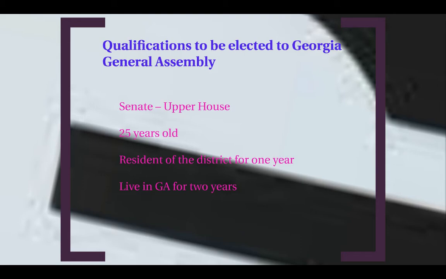Next one, qualifications to be elected to the Georgia General Assembly, and we're going to talk about the Senate. The Senate is often called the upper house. You have to be 25 years old, and that's the only difference between the Senate and House of Representatives. Resident of the district for 1 year is the same, and you have to live in Georgia for 2 years. So if you can get the ages right, you should be fine on the test.